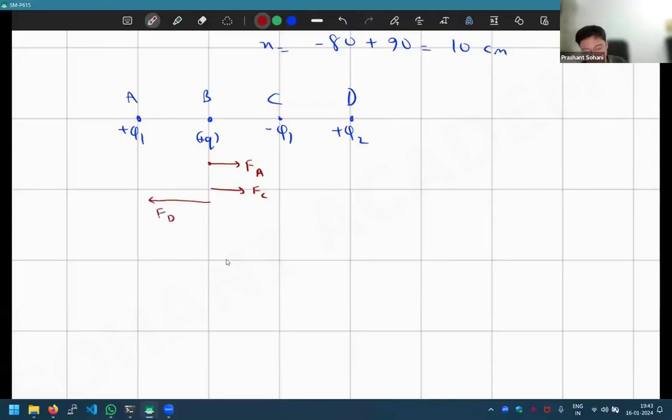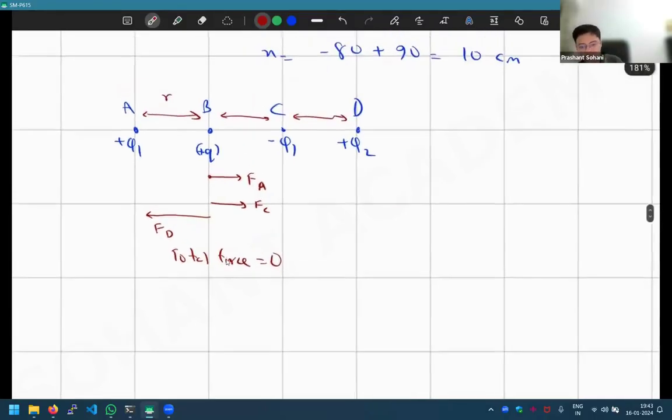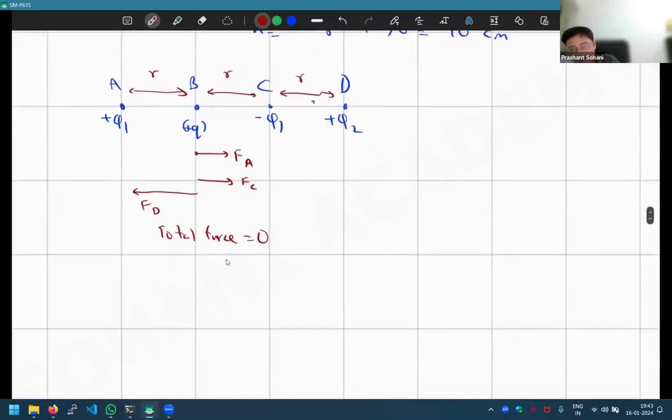So these are the three forces acting on B, and their sum total is 0, right? Total force acting on B is 0. So if I just add up this FA, FC, FD, that should be 0. And one interesting thing you'll see is that the distances between these are not given, right? It is not given how much distance there is between these charges. Because if you think about it, that term is going to cancel out anyways. So let us say for our calculations, we assume some variable r to denote all of these distances.